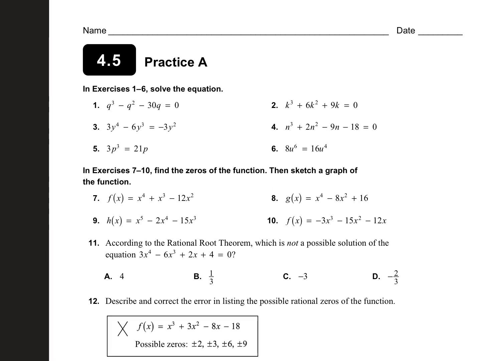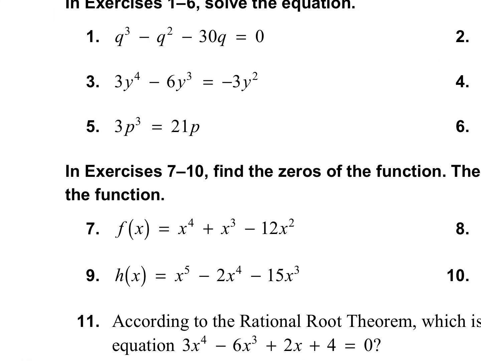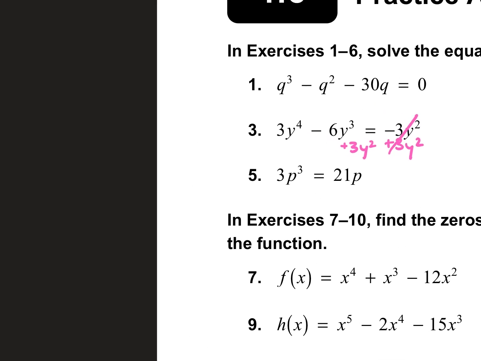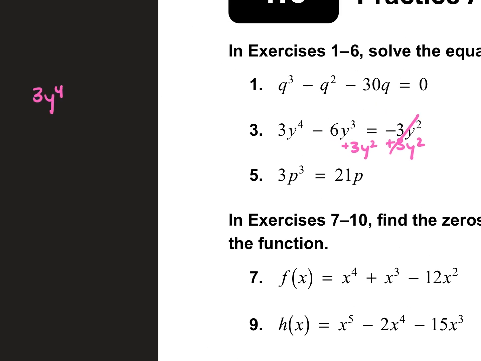So 4.5, we are solving the equation. So we're going to have to factor, but we want to solve it all the way. Let's do number 3. What would we do first for number 3? Add the 3y squared to move it to the other side. It has to be equal to 0 before we factor. So we have 3y to the 4th power minus 6y cubed plus 3y squared equals 0 now.